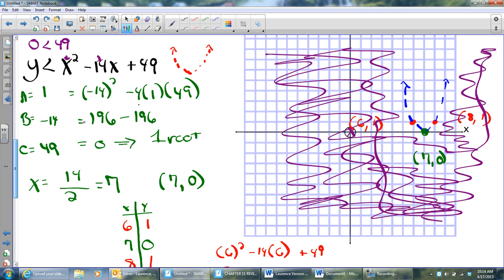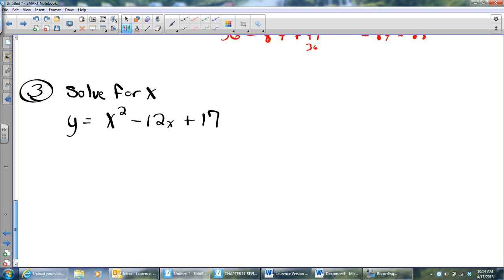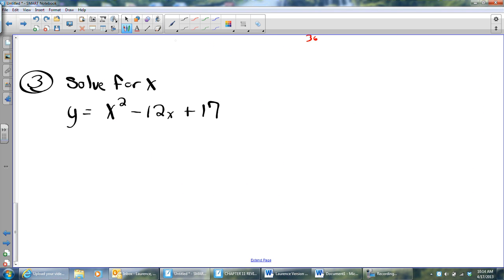All right, one last problem, and it's pretty easy. Solve for x. Spencer, I hope you're paying attention to this. This was what's bothering you the other day. Solve for x. Well, it's a quadratic equation, right? I know it's quadratic.